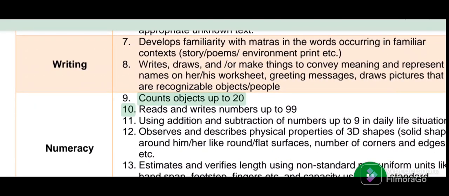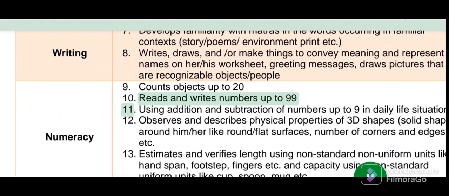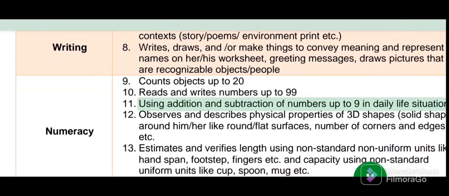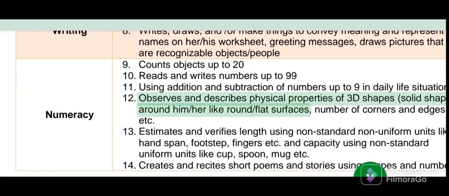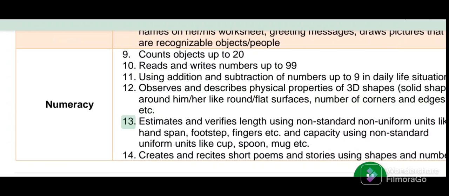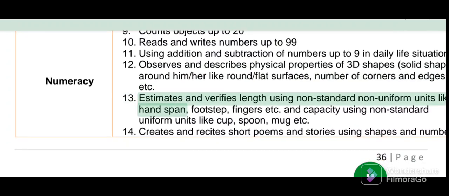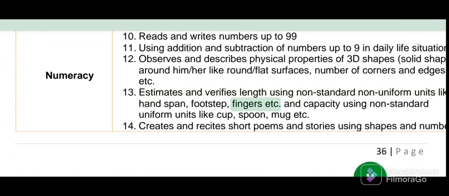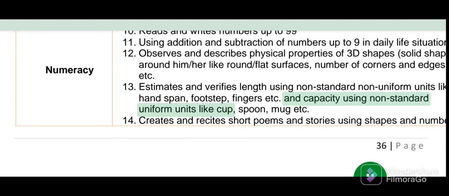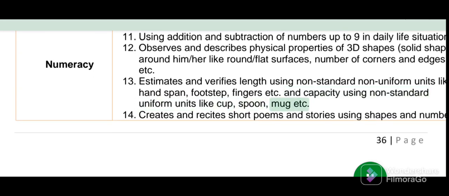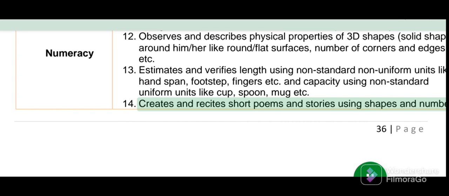9. Counts objects up to 20. 10. Reads and writes numbers up to 99. 11. Uses addition and subtraction of numbers up to 9 in daily life situations. 12. Observes and describes physical properties of 3D shapes, solid shapes around him/her like round flat surfaces, number of corners and edges etc. 13. Estimates and verifies length using non-standard non-uniform units like hand span, footstep, fingers etc. and capacity using non-standard uniform units like cup, spoon, mug etc. 14. Creates and recites short poems and stories using shapes and numbers.